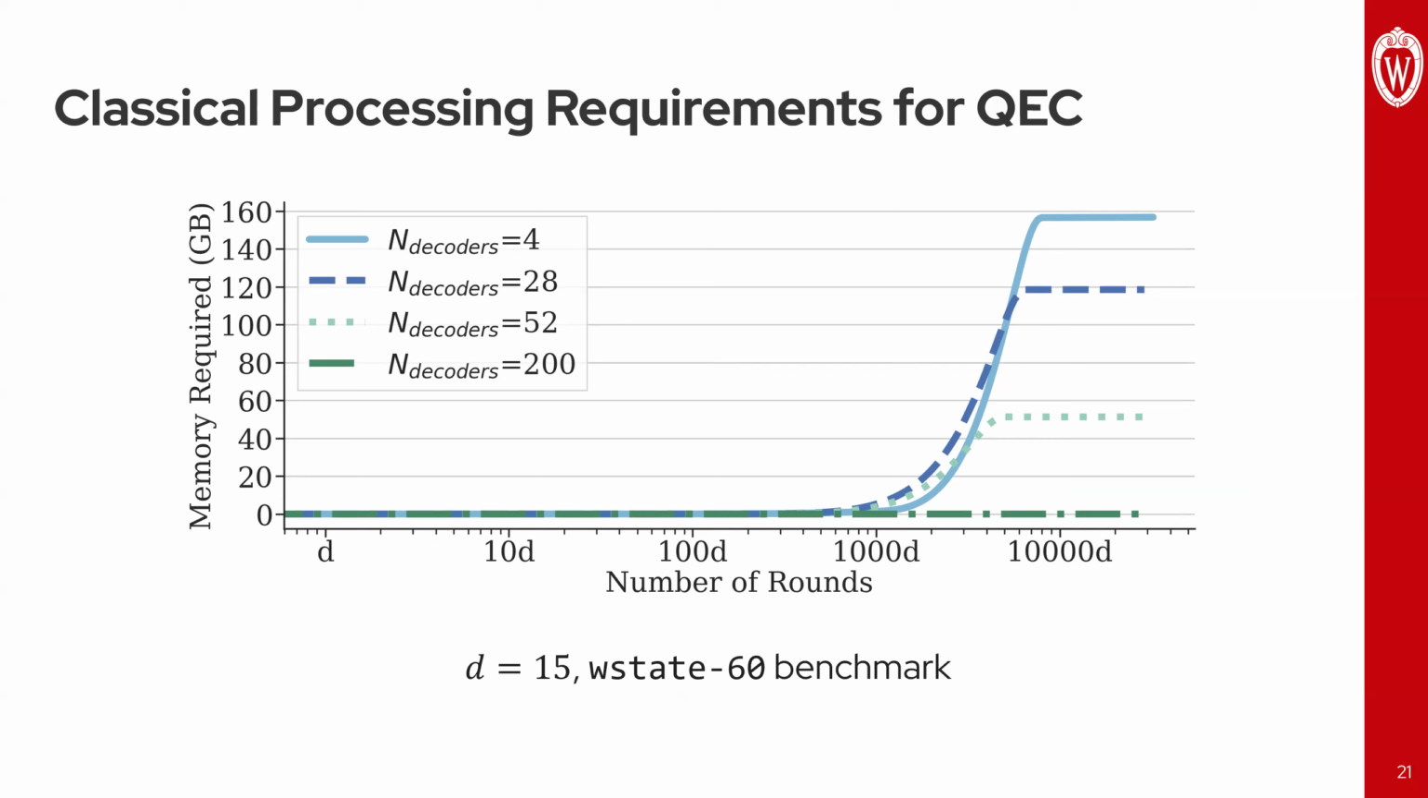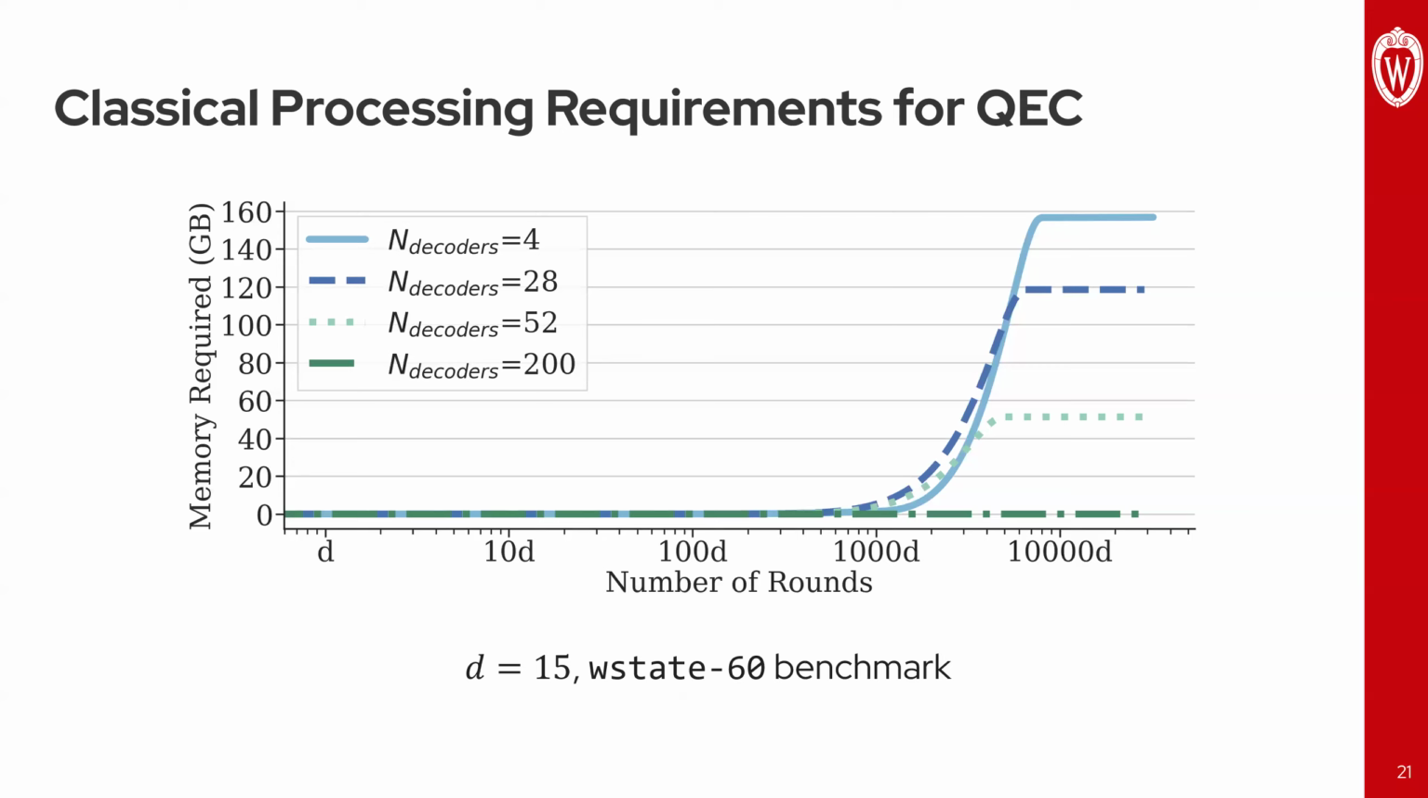So starting at number of decoders equal to 200, which is basically giving every possible logical qubit a decoder for itself, we don't really need any memory, and that's the green dash-dot line that you see. But if we start reducing the number of decoders, we see that after a point, the memory required just starts growing exponentially. And it is this exponential growth in memory that we want to avoid.